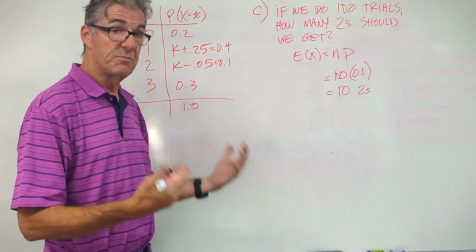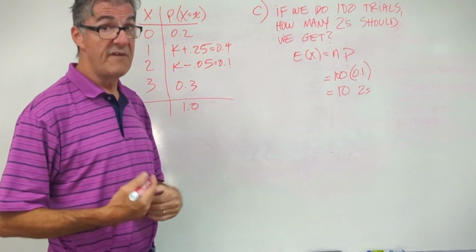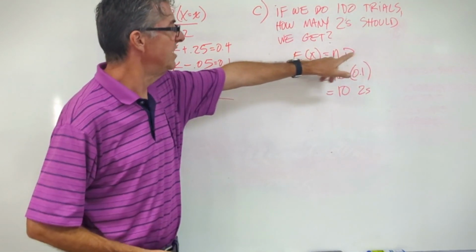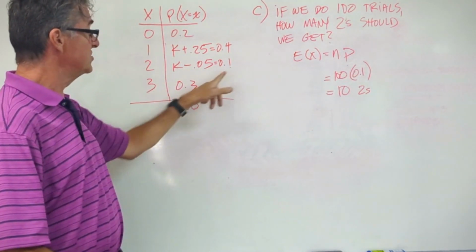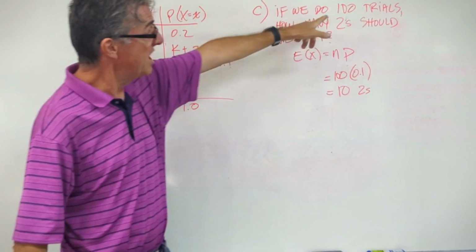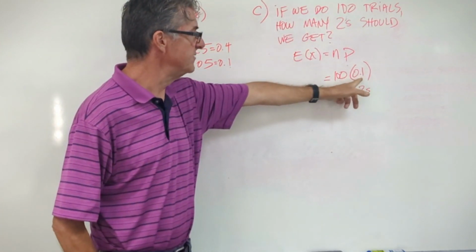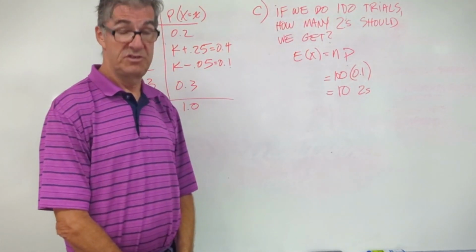So if you recall, the expected number of outcomes is just the number of trials times the probability of success. So the probability of success for getting a 2 is 0.1. We did 100 trials, so we do 100 times 0.1 or 10 2s.